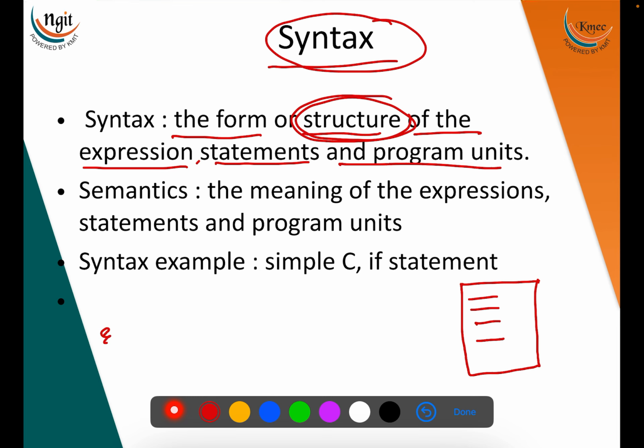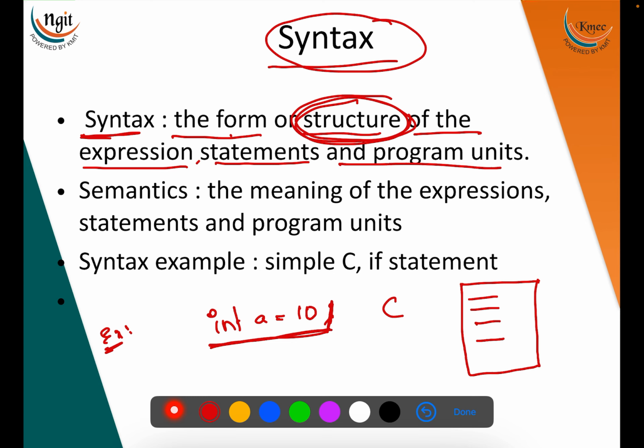For example, take a variable assignment statement in C programming: int a = 10; It is a structure that has to be followed by every programmer who is using C. If they fail to use one of the tokens here, if they fail to keep the semicolon, then you will get a syntactical error. So finally, syntax is the form or structure of the expressions, statements and program units.